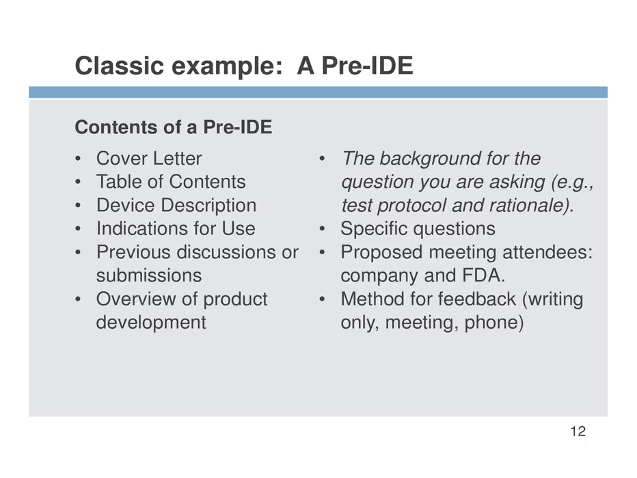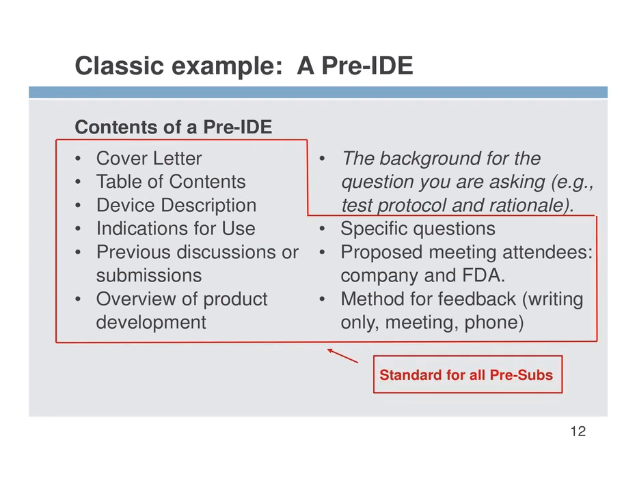So if we use this classic example of a pre-IDE, this is what the guidance document talks about. It says we need a cover letter, table of contents, description, indications, previous discussions or submissions that may have occurred, an overview of product development, the background for the question you're asking, your specific questions, your proposed attendees from the company and from FDA, and then a method for feedback. You can get your feedback in writing only. You can have a face-to-face meeting. You can do it via phone.